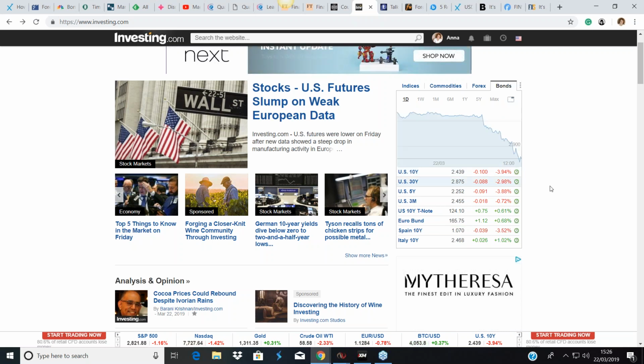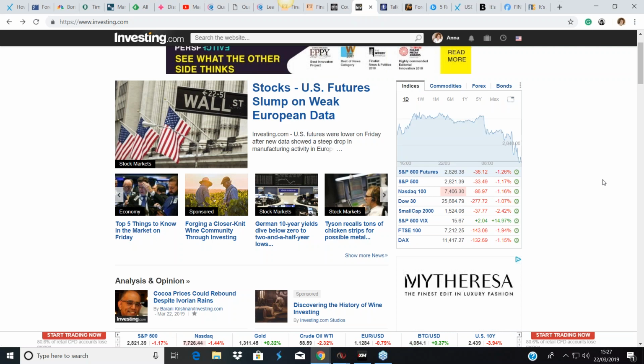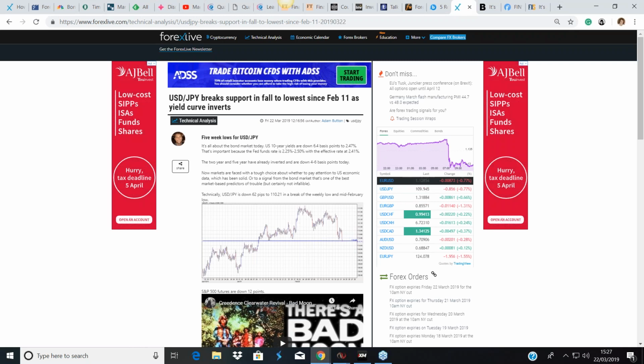And you can see here the yields are falling. Yields fall because there is fear coming into the market. When yields fall, then the indices and equities are going to be falling as well. And in fact, I think on Forex Live, what they were saying is it's because the yield curve is also inverted. Now, that has a huge implication for inflation, and also what is going to happen to gold.